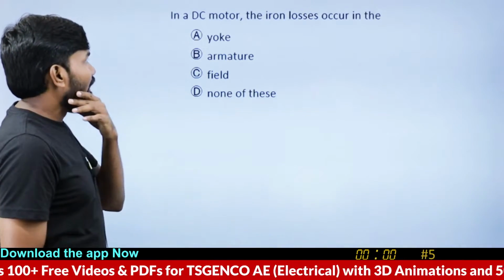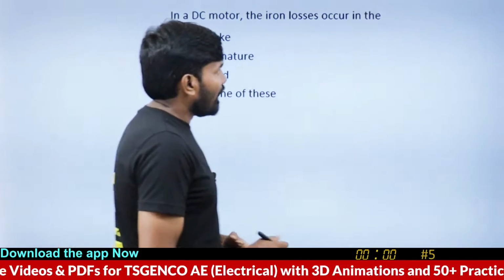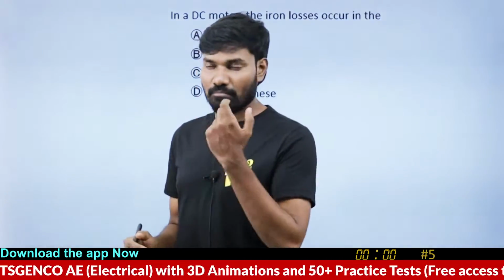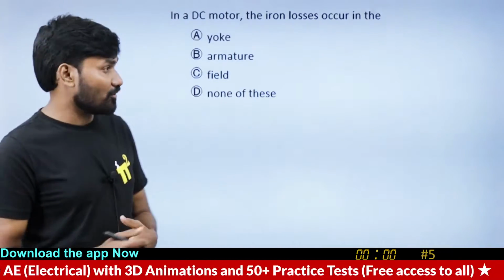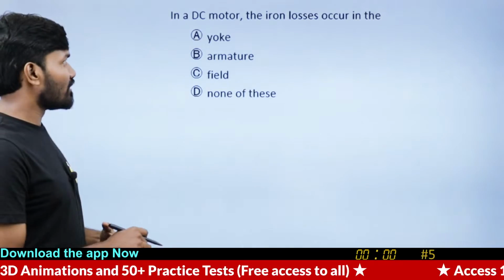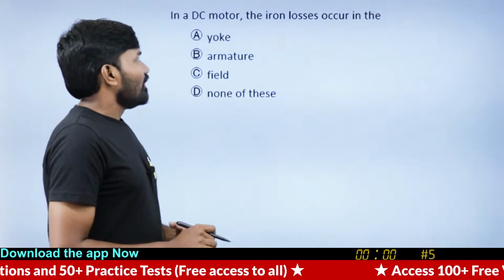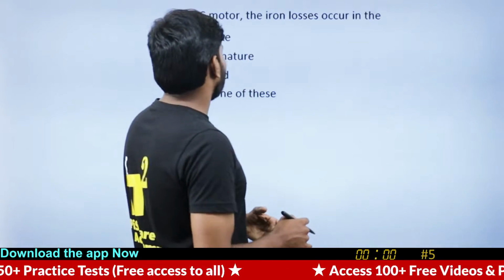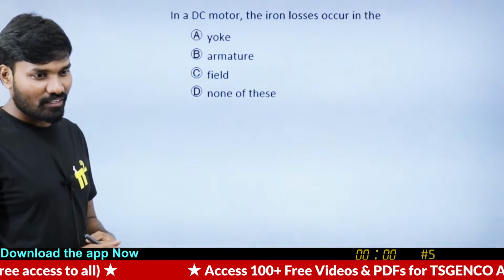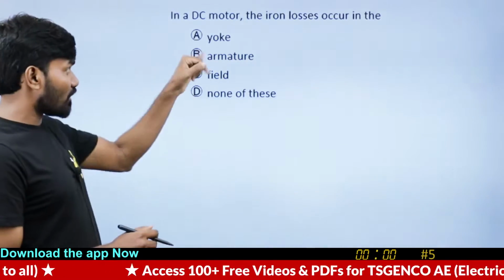In a DC motor, the iron losses occur. I think you must have misinterpreted the question. Maybe, I'm not sure, because you both are good, Madhu and Sampath, but yet you got a wrong answer. Iron losses, see this. I think somebody was saying, why don't we consider the inductance effect? That's what will come here.